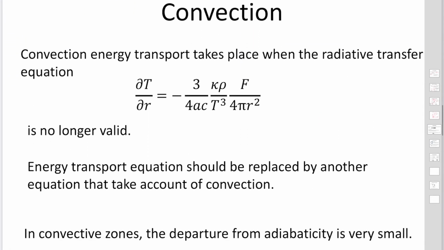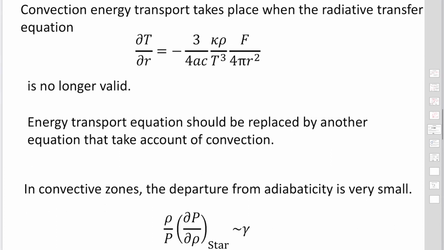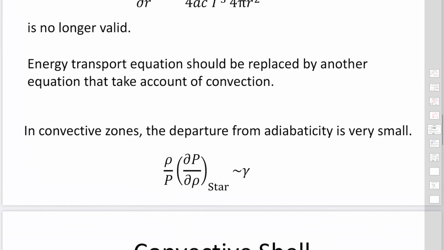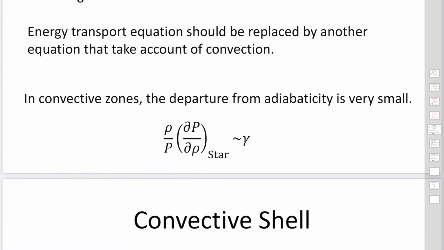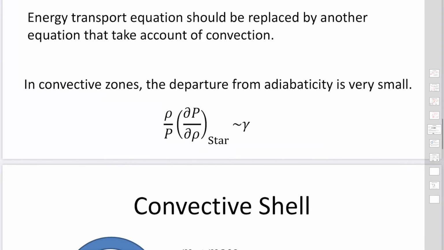Then convection. Convective energy transport takes place when the radiative transfer equation is no longer valid. The energy transport equation should be replaced by another equation that takes convection into account. In convective zones, the departure from adiabaticity is very small. I'd like to show you. So inside the stars, in the convective zones, we expect pressure as a function of density to be expressed following this equation.